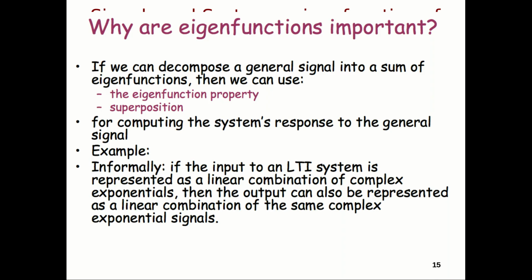Why are eigenfunctions important? Let's see. If we can decompose a given signal into a sum of eigenfunctions, then we can use the following properties: the eigenfunction property and the superposition property, to find the output of an LTI system. Let's see how. If a given input of an LTI system can be expressed as a linear combination of complex exponentials, the output can also be represented as a linear combination of the same exponential signals. This is because complex exponentials satisfy the eigenfunction property for an LTI system. So if you can do that for an input signal, then it becomes very easy to find the output.